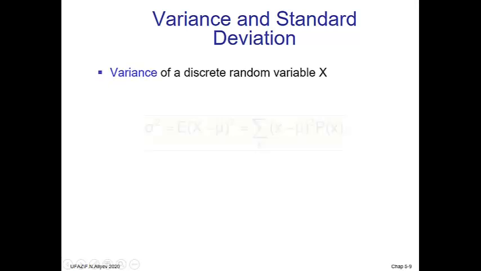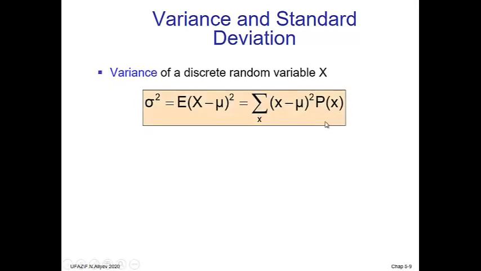Variance and standard deviation of a discrete random variable. Variance is calculated using this formula. Look, here we have summation over x of x minus the average of this random variable, squared, the difference multiplied by the corresponding probability, and if we add all these multiplications over all x, we will obtain the variance of a discrete random variable.